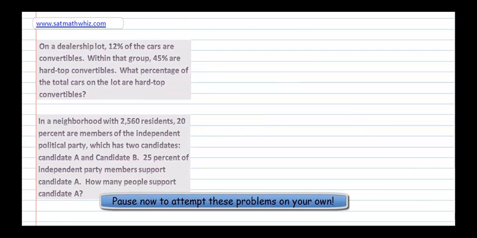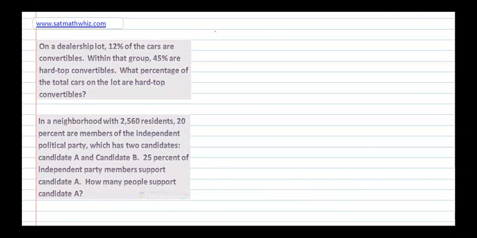Next problem. On a dealership lot, 12% of the cars are convertibles. Within that group, 45% are hardtop convertibles. What percentage of the total cars on the lot are hardtop convertibles? If I call X the total number of cars on the dealership lot, 12% of those are convertibles. So 0.12x is talking about the number that are convertibles. I need 45% of that, so I'm going to multiply that by 0.45.